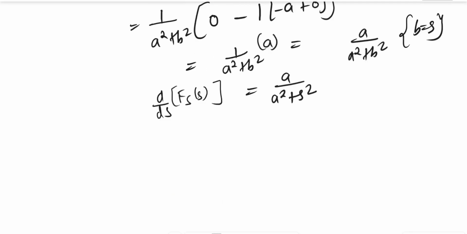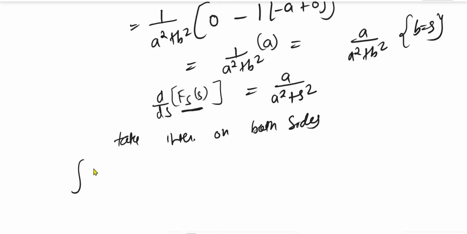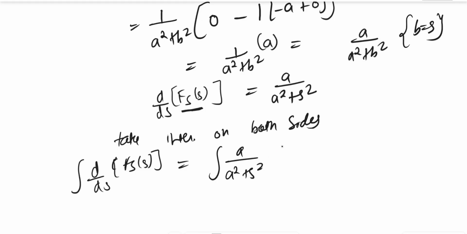So now we only need the Fourier sine transform, we do not need its derivative. So we take the integration on both sides. Now take integration on both sides. So it is the integration of d/ds F_s(s) is equal to the integration of a upon a squared plus s squared ds.